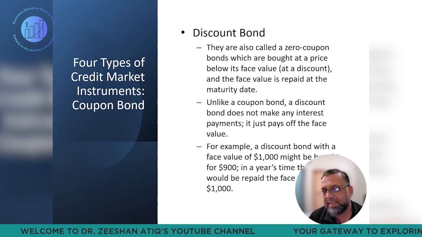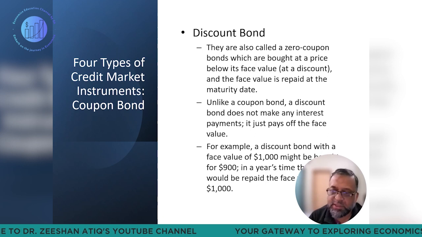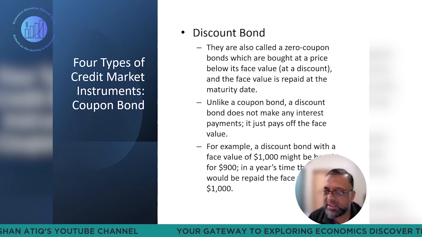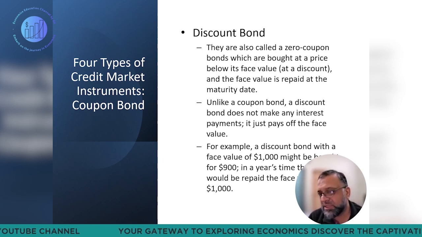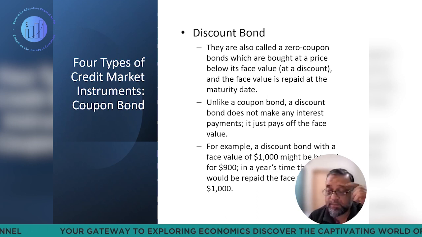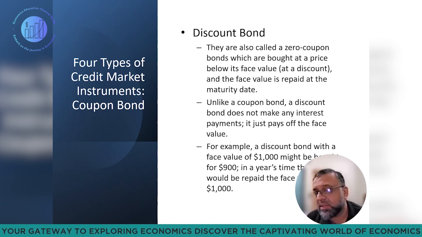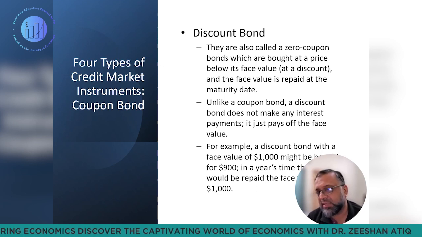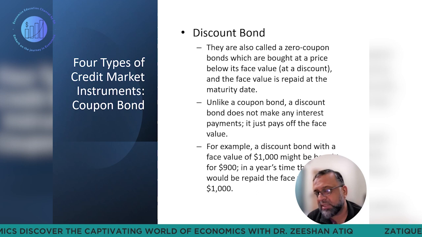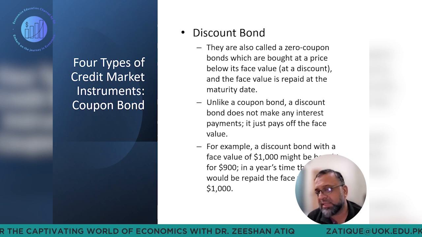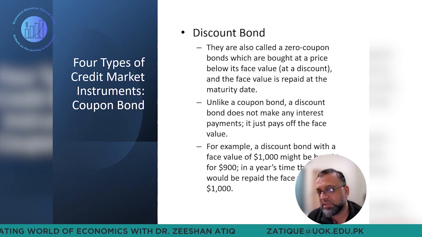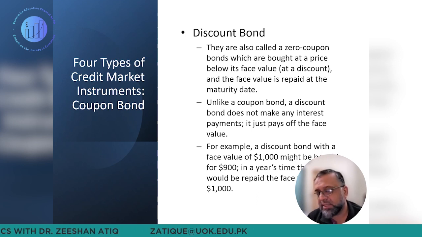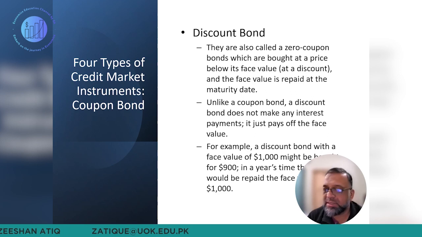Say, for example, you get the bond for 800 rupees or $800, and at the time of maturity, you get $1,000 back. The difference between the price you pay at the time of purchase and the price you get at the time of sale or return of that asset is your interest. That is the attraction of this bond. You buy at a low price and sell at its face value. So the lower the price, the higher the return.